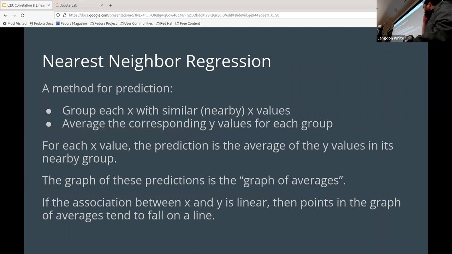And so that's the nearest neighbor regression. And like I said, very commonly used, high quality technique that we kind of went towards, right?